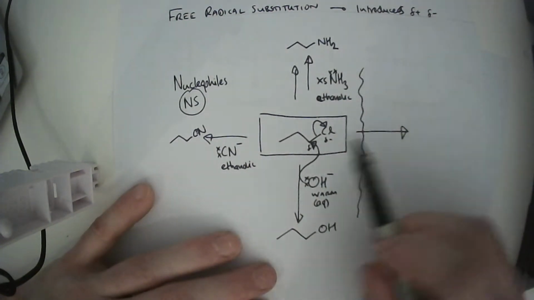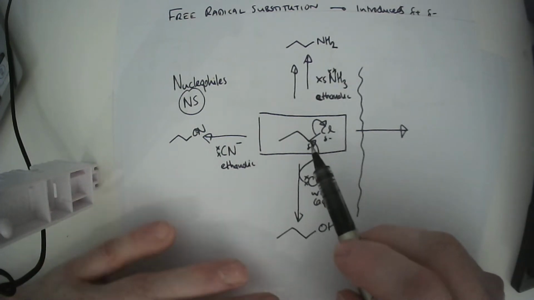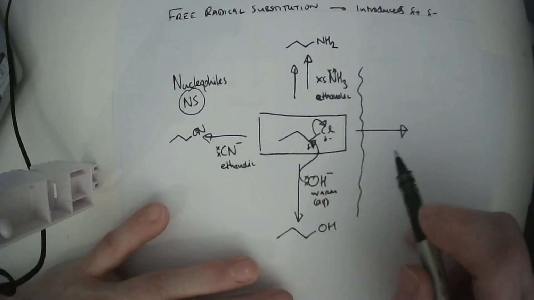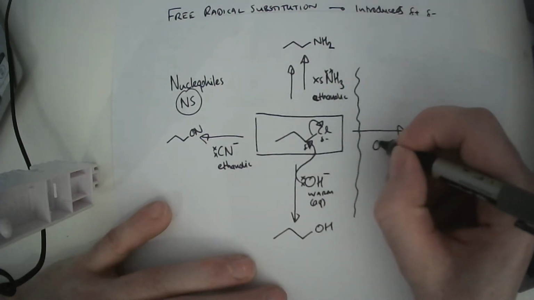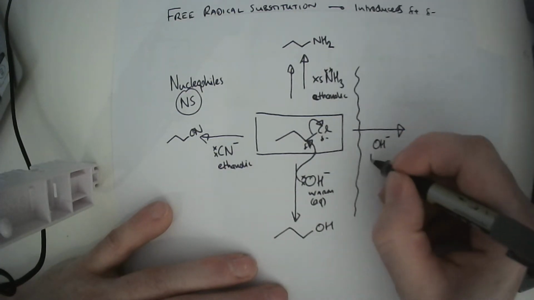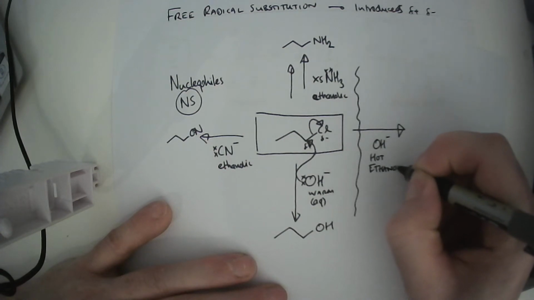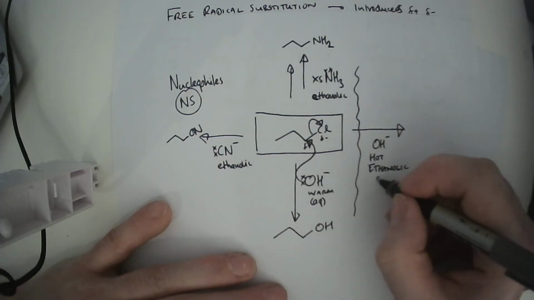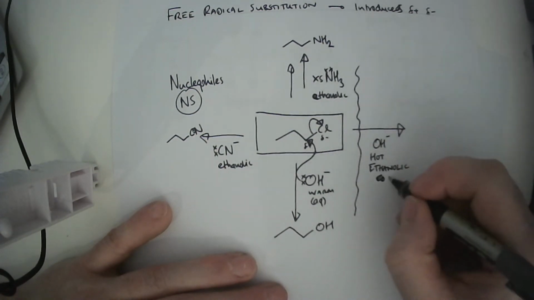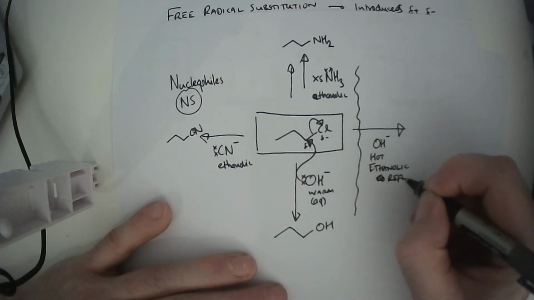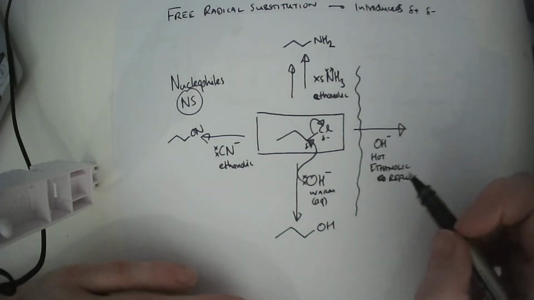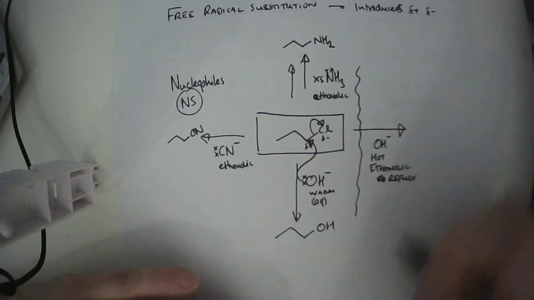Over this side there is another thing that you can do to a haloalkane, and that is you can react with OH minus under hot ethanolic conditions, or reflux, we often say. Reflux means to boil and boil and boil without evaporation. Alright, hot ethanolic and reflux.